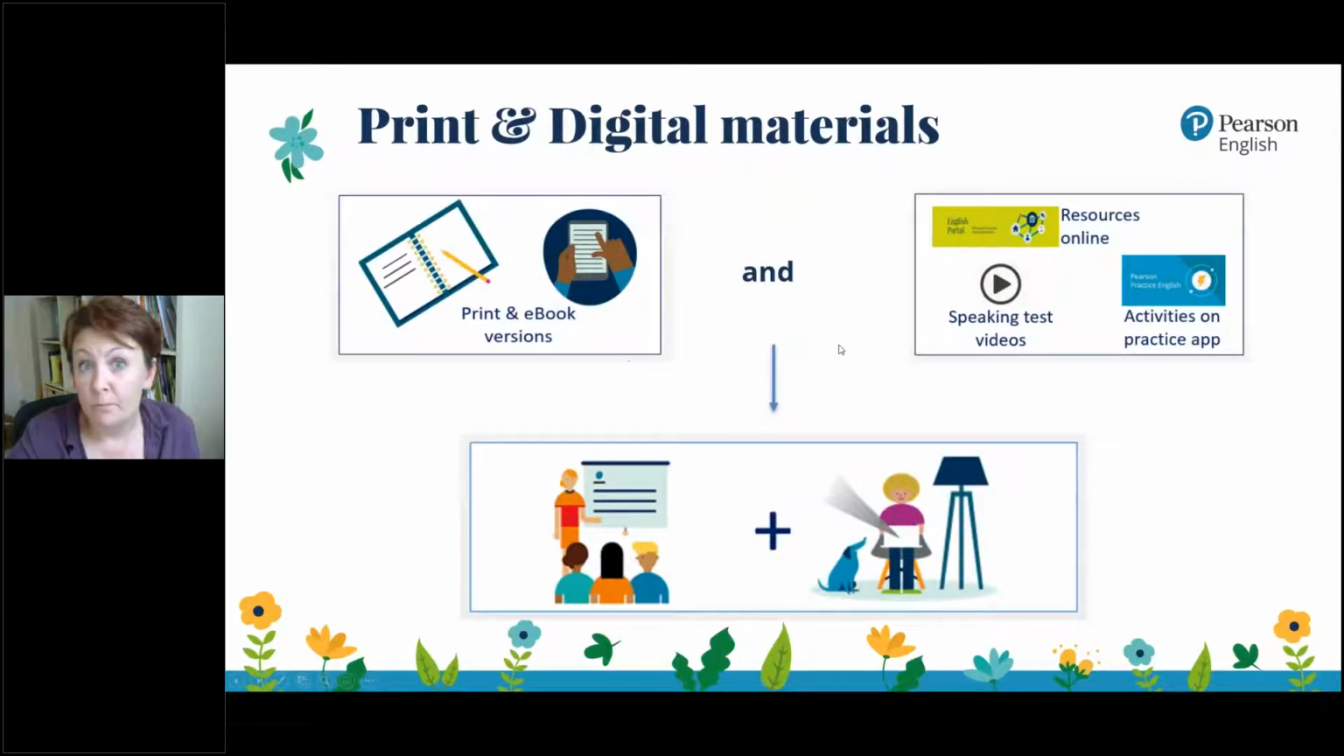In terms of Practice Test Plus for PTE General, it does, as I said, have printed and digital materials. It has all of these things, which of course relate to both of these situations at the bottom. So you have both a teacher in a classroom situation face-to-face, and you also have self-study or classroom study that is digital.